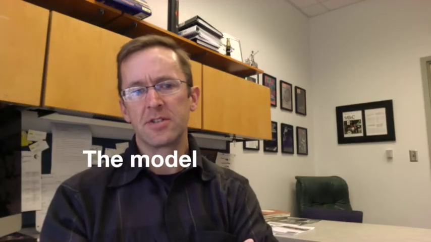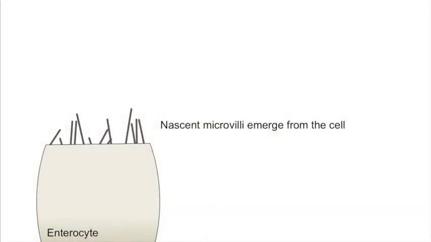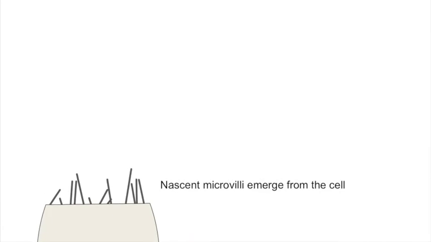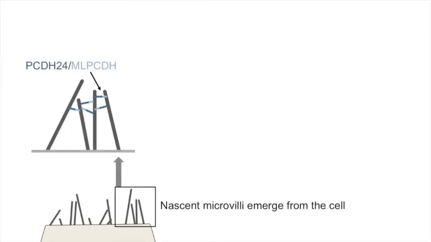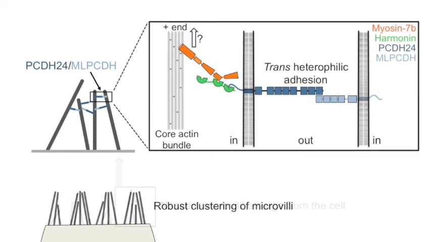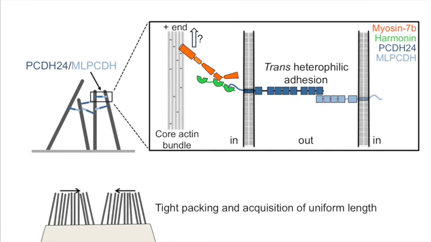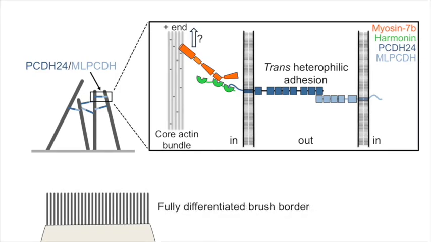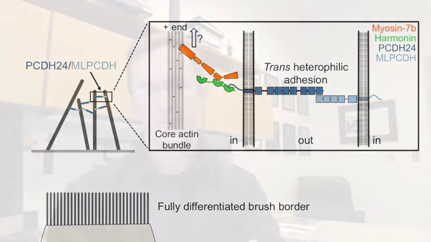Now, in combination, these data lead us to propose the following new model for brush border assembly. In differentiating enterocytes, protocadherin 24 and mucin-like protocadherin target to the tips of microvilli by virtue of their interactions with harmonin and myosin 7b. Now, once at the tips, these protocadherins can form heterophilic adhesion complexes between adjacent protrusions, and this drives the clustering of microvilli. Now, as differentiation proceeds, microvillar clusters get larger and larger, incorporating more and more protrusions, and eventually the cell is left with a single large-scale cluster on its surface, a fully differentiated brush border.